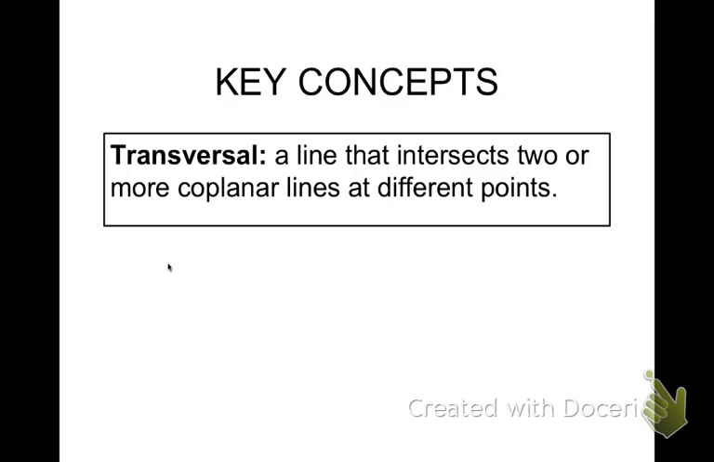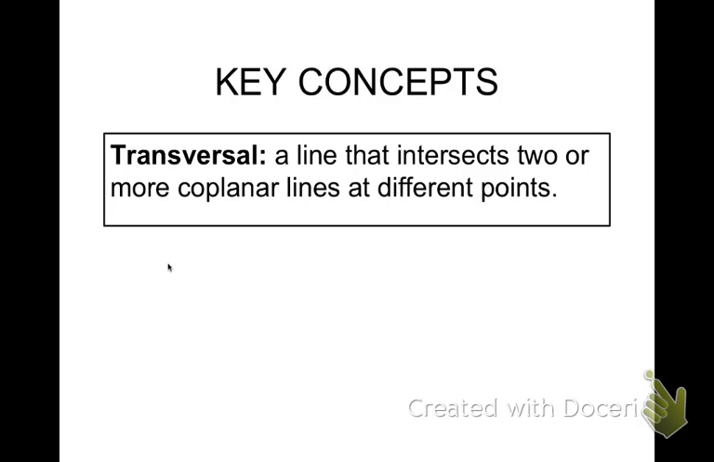A transversal is a line that intersects two or more coplanar lines at different points. So a transversal is a line that intersects two or more coplanar lines at two different points.